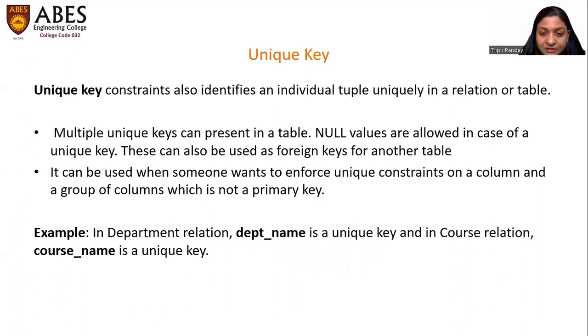So like in the department relation, department name is a unique key, and in the course relation, course name is a unique key.